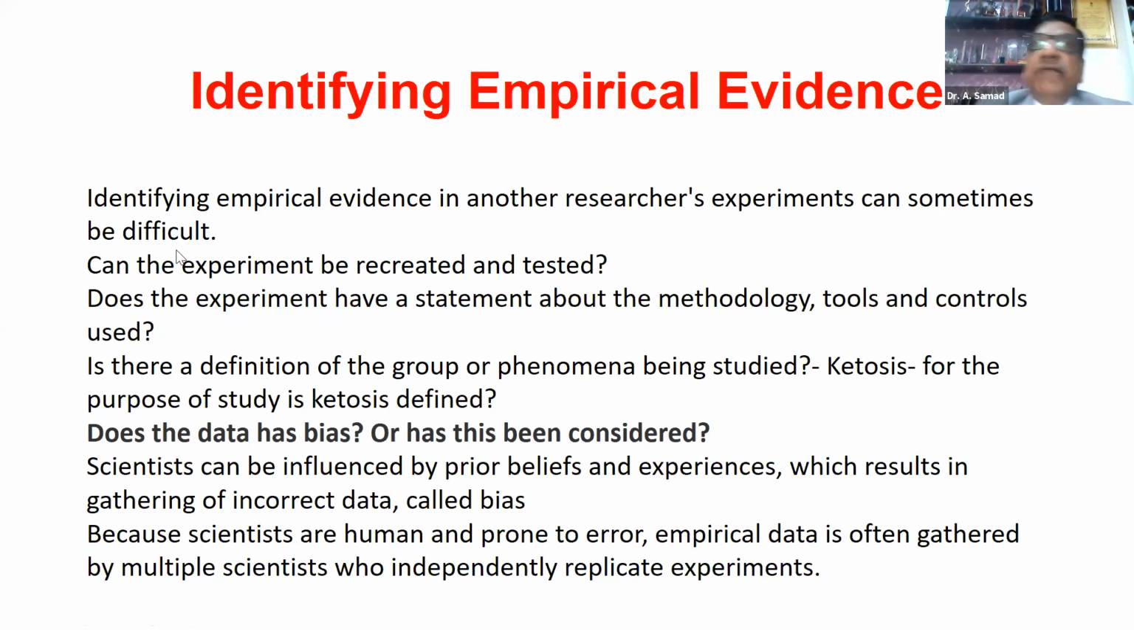Then another thing you have to examine is whether that particular data has any bias, and on that I'll be explaining to you in a short while. Scientists can be influenced by prior beliefs, and therefore there are some misconceived ideas, especially this is very true with students, and therefore there is every likelihood that bias has crept in. So identifying the bias which has crept in is important, especially for research guides who are participating here today, and that has to be eliminated before it is published.